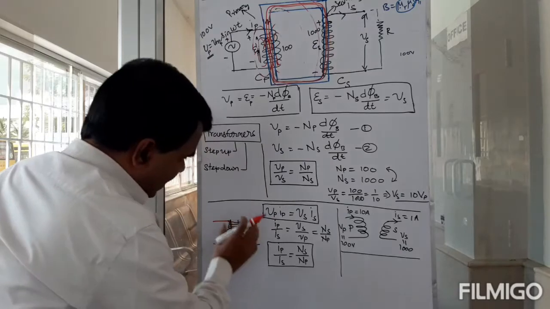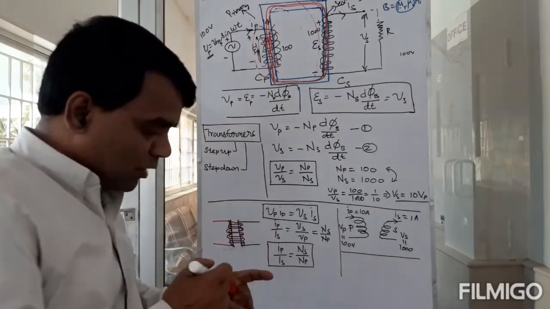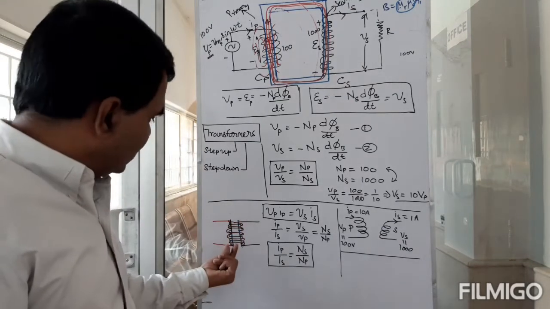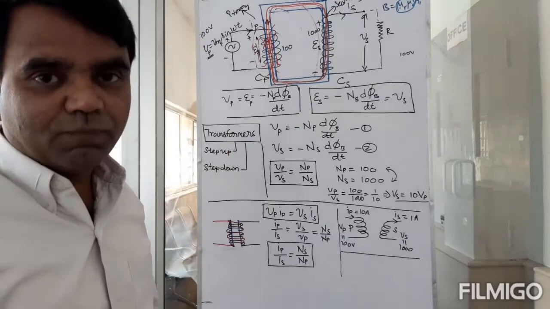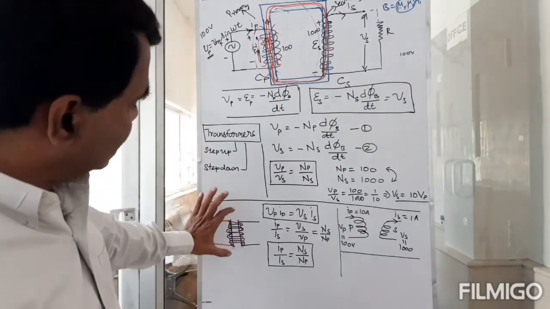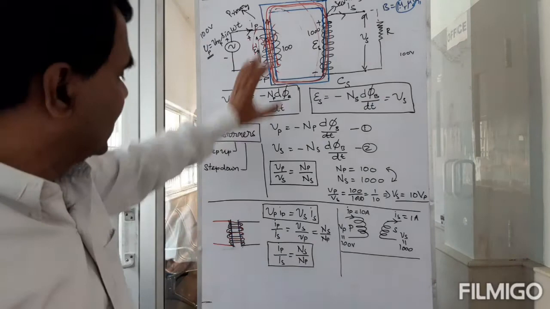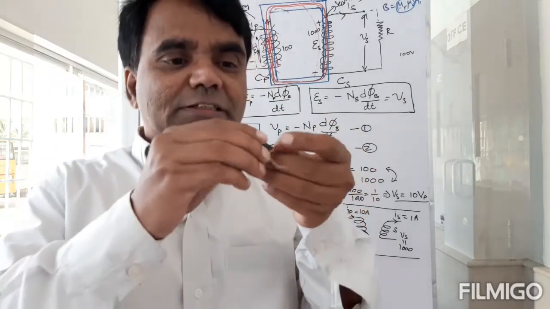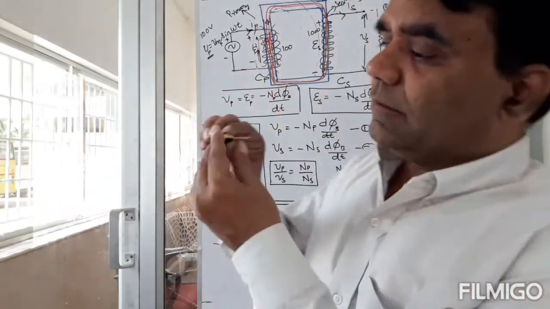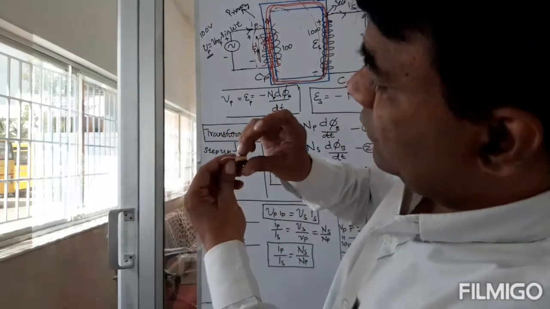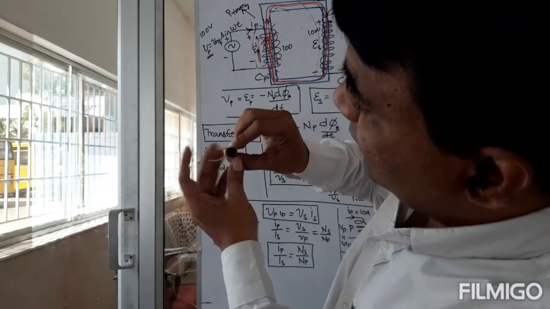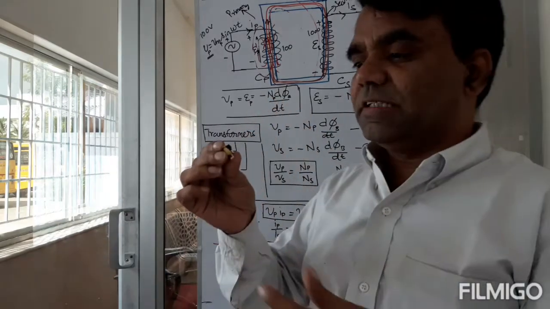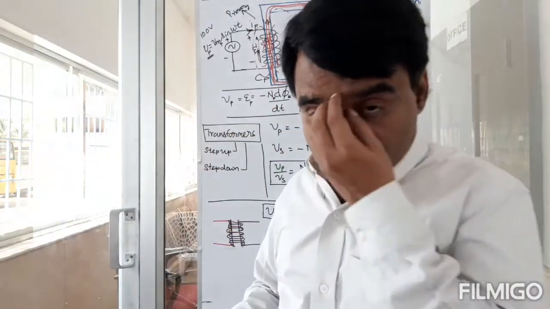This is the core. Now this is more efficient because almost all the flux produced by one is going through the other, right? So this is a much better design than this, and that is what you get here. There is a single core here, and then the wires are wound around that core. It's a very small transformer here.